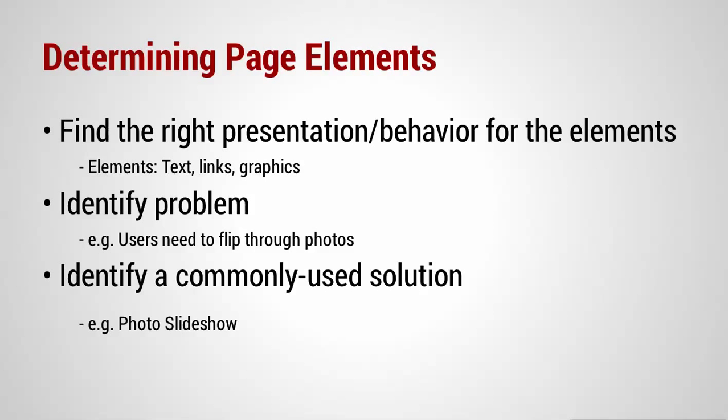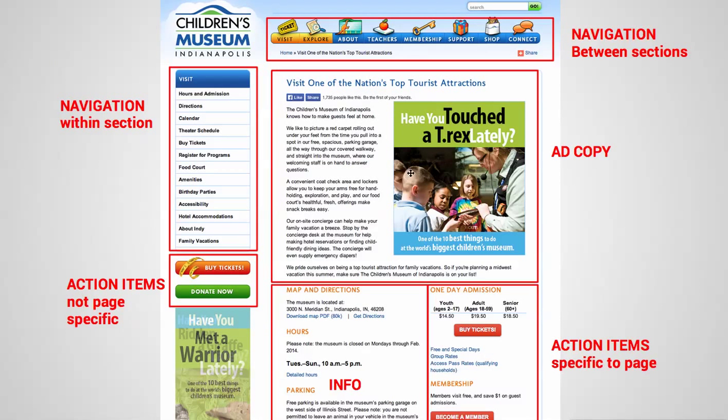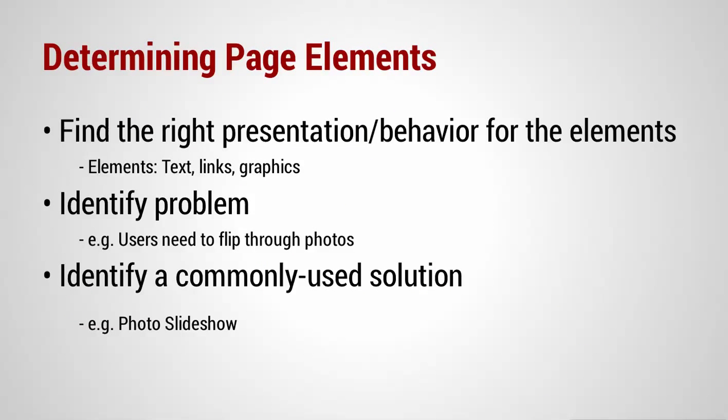Figure out the right kind of presentation, aesthetic presentation, and behavior for the elements. So elements, again, are text, links, and graphics. And what it can help to do is think about these as a problem. So here's a section. We have an ad. We want to tell people about why they should visit the museum. How do we do that? How about right here, action item, not page specific? We want people to buy tickets. How do we make that really easy for them? And then identify a commonly used solution. This is where the saying, don't reinvent the wheel, comes in.